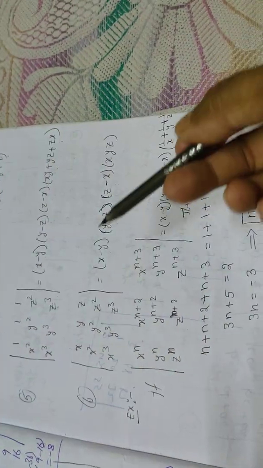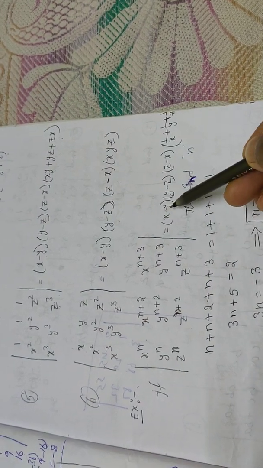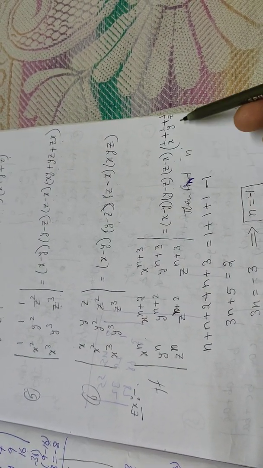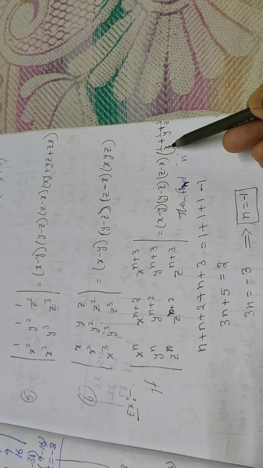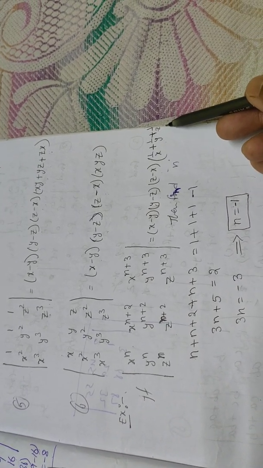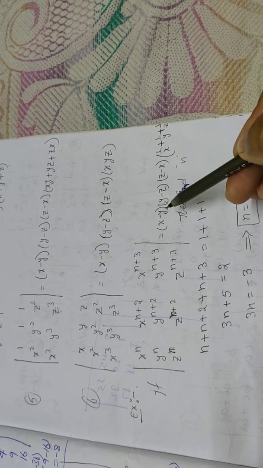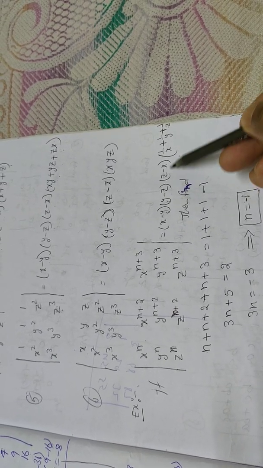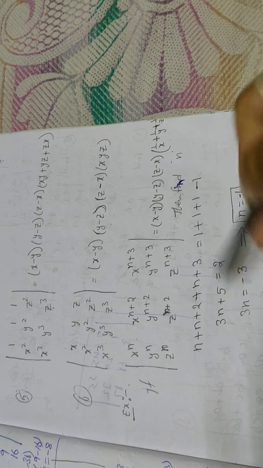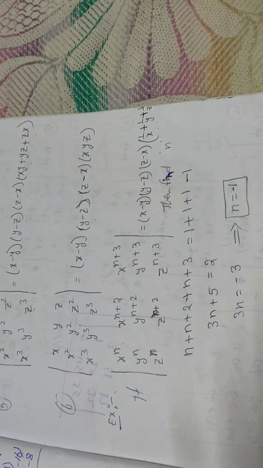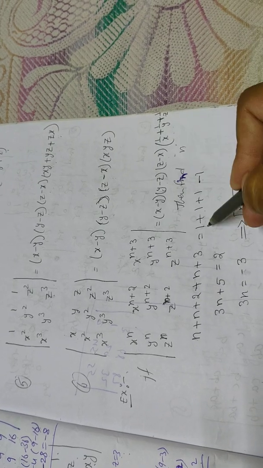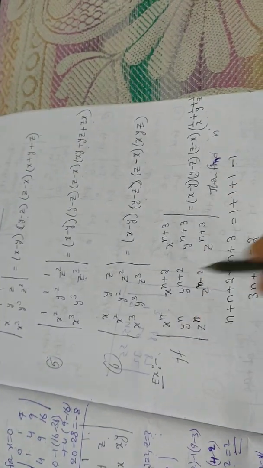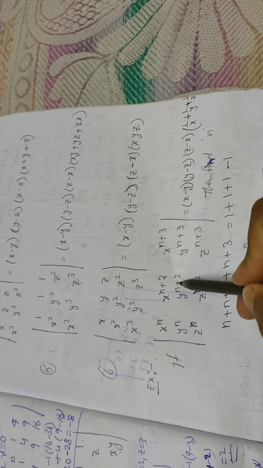See, according to degrees, if you observe here, what is this degree? 1, 1, 1. This degree is minus 1. Yes, 1 by x means x power minus 1, y power minus 1, z power minus 1. Degree is minus 1. So what is this? 1 plus 1 plus 1 minus 1. So if you go by comparing degrees, the total degree here is 1 plus 1 plus 1 minus 1. For this degree, n plus n plus 2 plus n plus 3.